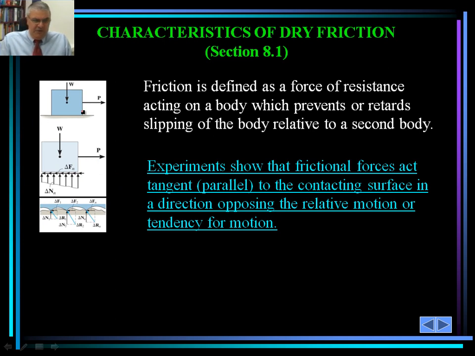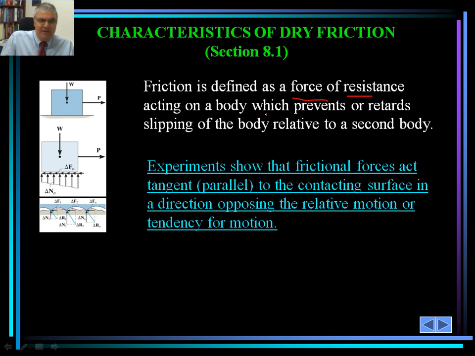So what are some of the characteristics of dry friction? Friction is defined as the force of resistance acting on a body which prevents or retards slipping of the body relative to a second body. I'm going to read this again to highlight some points. Friction is defined as a force of resistance, so friction is a form of force. It is resisting other forces acting on a body.